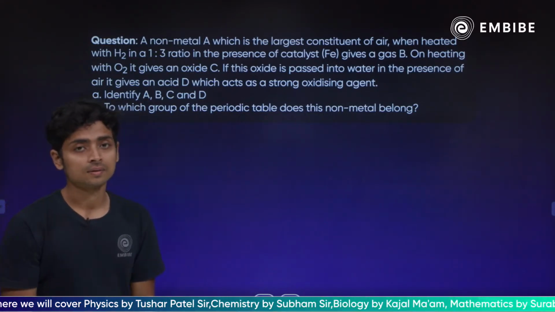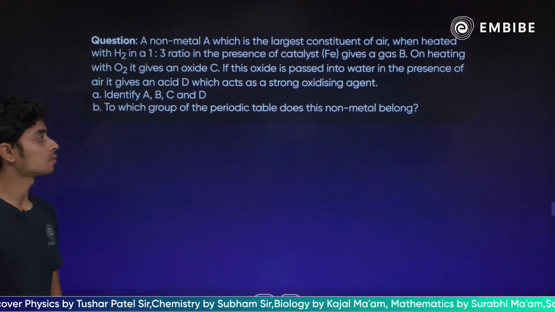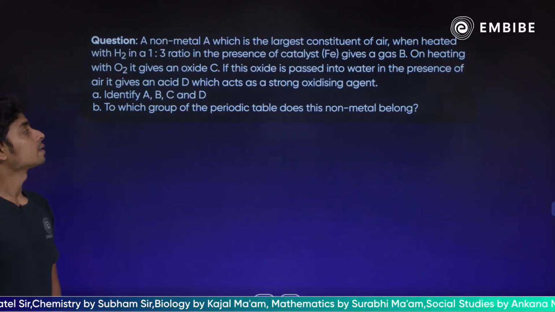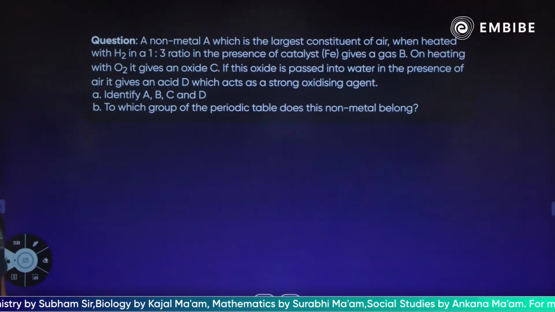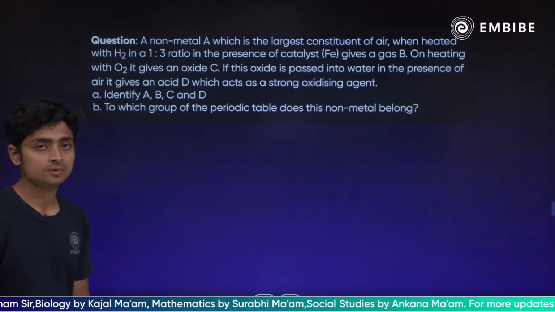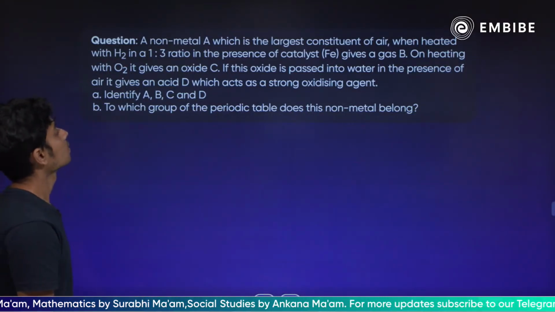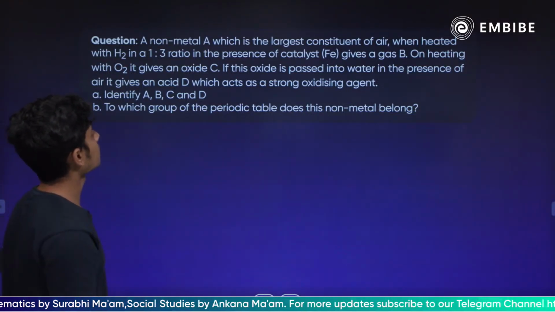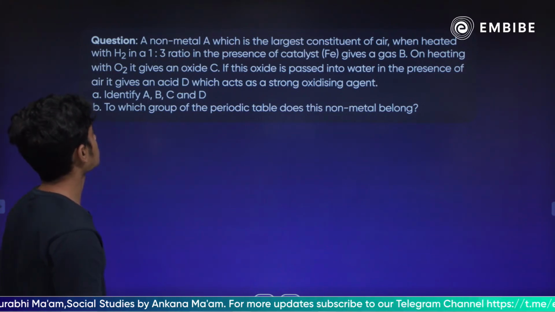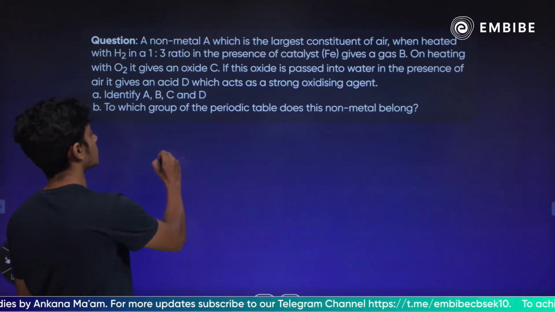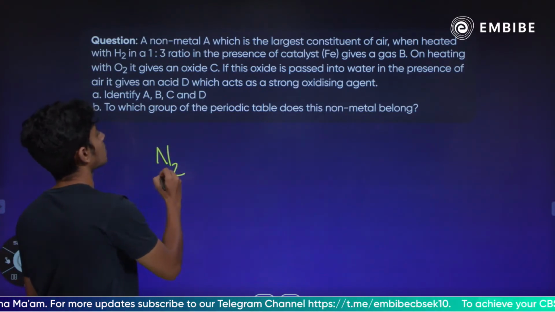So guys, you can try if you are in the class. Simultaneously, I will also solve it. The first part of the question is your Haber's process, which I have taught in class a few times. Non-metal A, which is the largest constituent of air, is obviously nitrogen. Nitrogen is 78% by mass in our atmosphere.